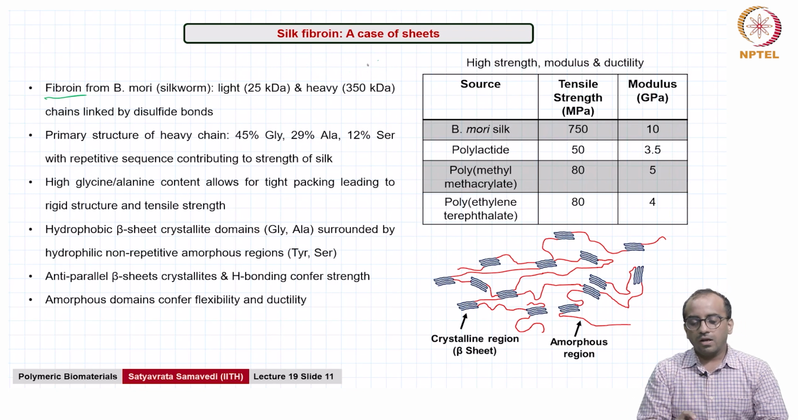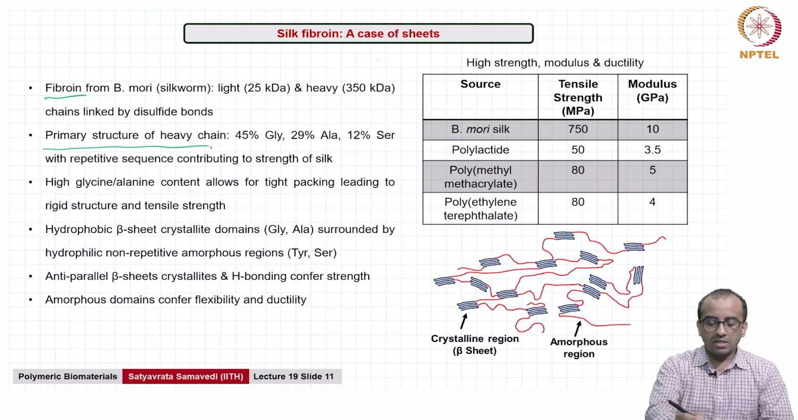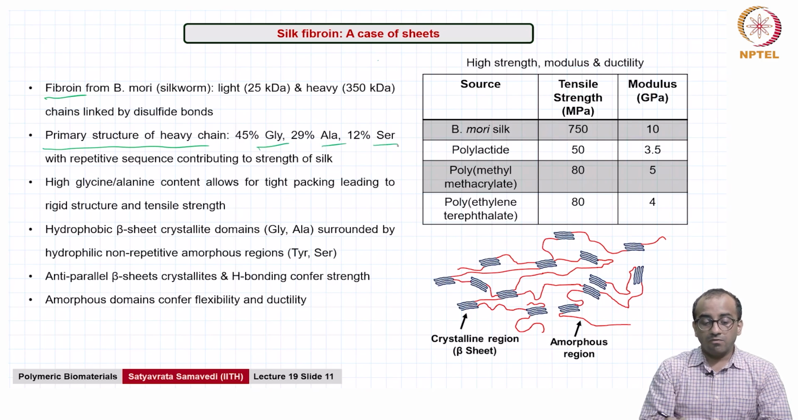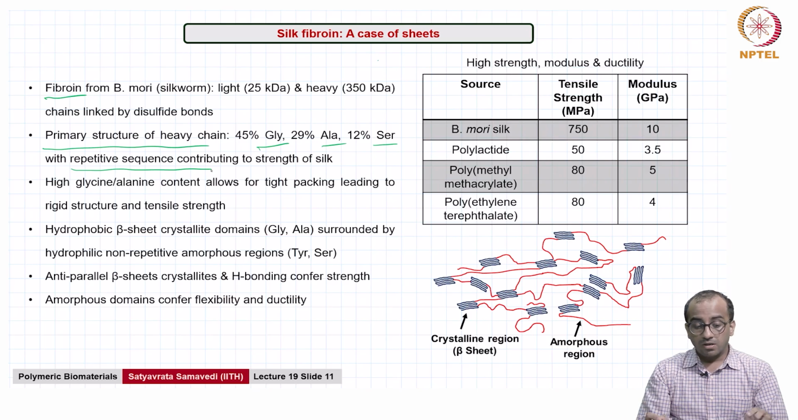There are 2 distinct chains, the heavy chains and the light chains, which are linked by disulfide bonds, and by now you should be able to tell which amino acid would be responsible for that. The primary structure of the heavy chain largely consists of glycine, alanine and serine, with a repetitive sequence contributing to the strength of silk. Now, this repetitive sequence should ring a bell from when we looked at crystallinity.